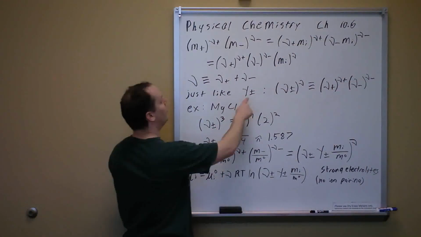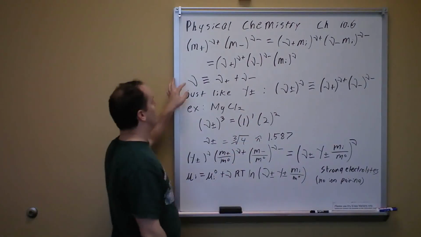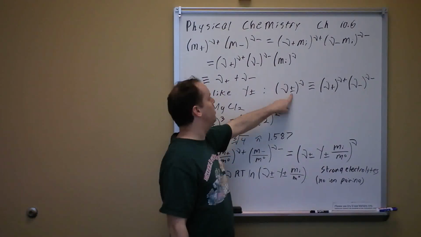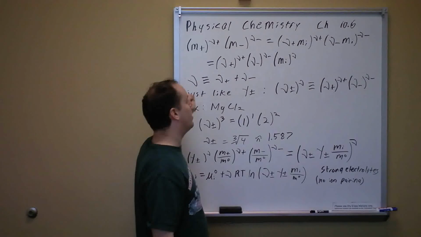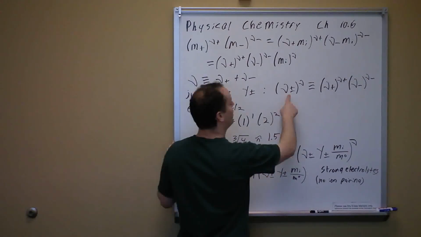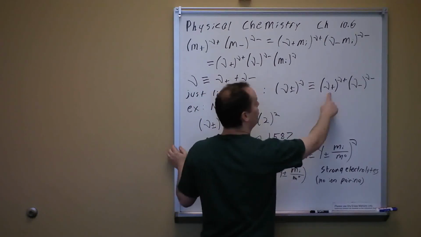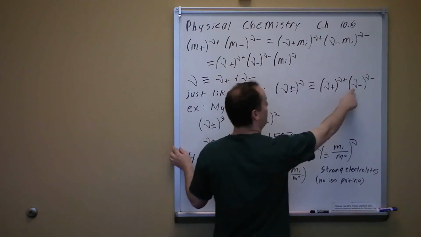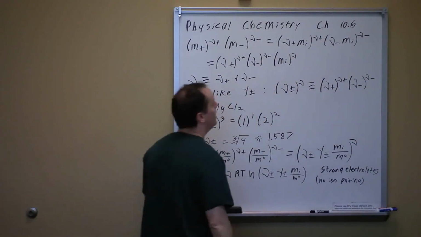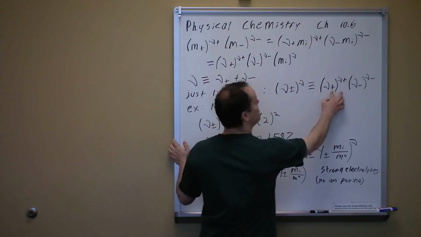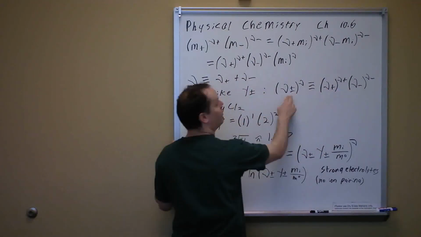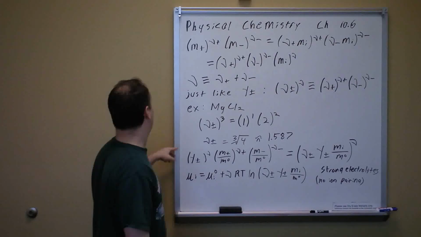Now, just like we did before for gamma plus minus, we can do the same to have a nu plus minus. Not the same as this nu right here, obviously. This nu plus minus to the nu is equal to nu plus to the nu plus times nu minus to the nu minus. Now it's interesting, these both have to be integers. This one's not going to come out to be an integer.